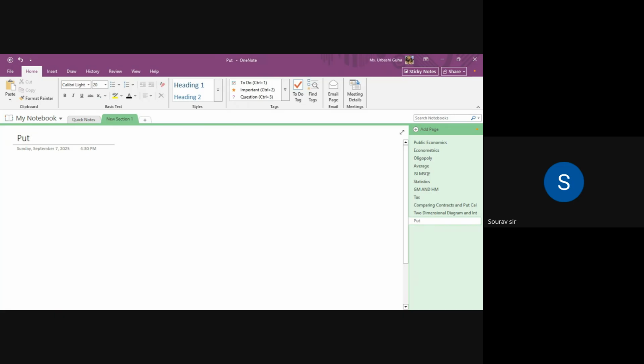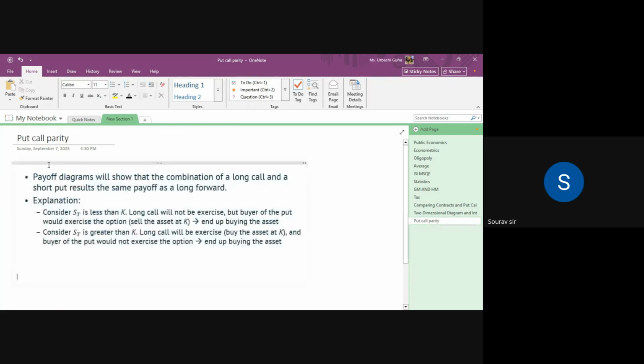Put-Call Parity. Here the payoff diagrams will show the combination of a long call and a short call, like the combined one which we did. And the explanation, if we recap, is: if we consider ST less than K, then the basic equivalence is long stock plus long put, that is equivalent to long call. 6.3 we have done.